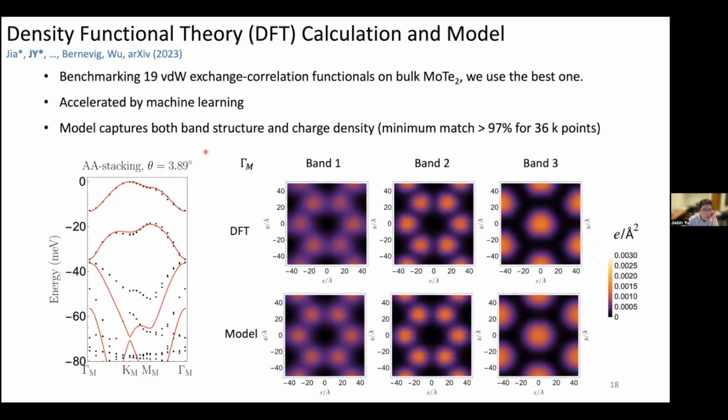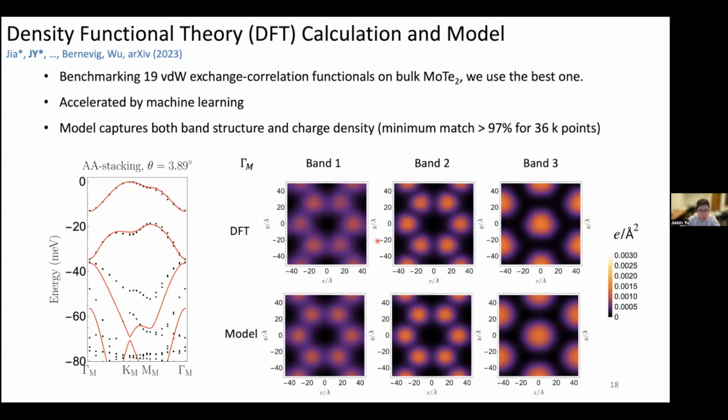And when we build the model based on the DFT data, we not only match the band structures, but also match the charge density. Here, in the left plot, the black dots come from DFT calculation, and the red line is our modeling, and we can clearly see that for at least the low energy bands, the top two bands per valley, the match is quite good. The right one is the comparison between the DFT charge density and the charge density from our model, and you can also clearly see that the match is quite good.